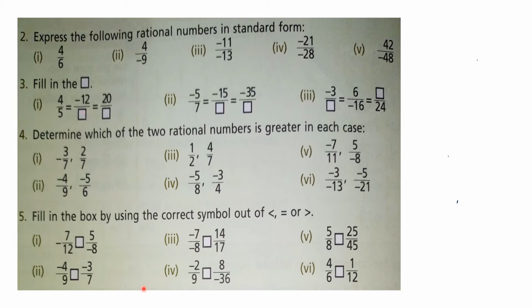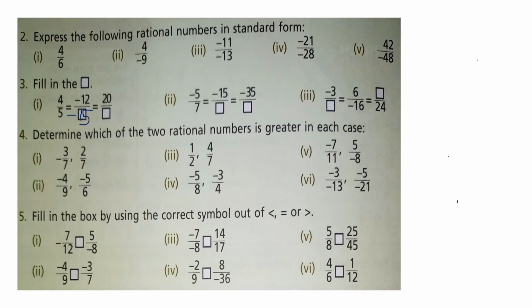So what will come here? 15. Okay, it was positive here, but minus 12 is a negative number. It means that 4 is multiplied with minus 3. So 5 should also be multiplied by minus 3. So it will be minus 15. So here it will come minus 15.